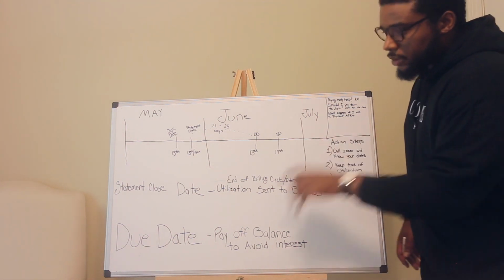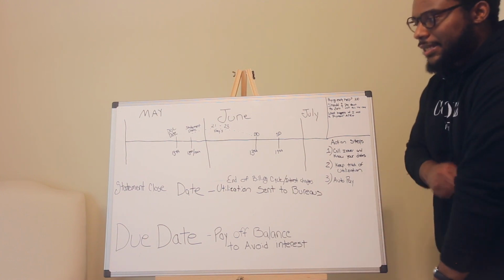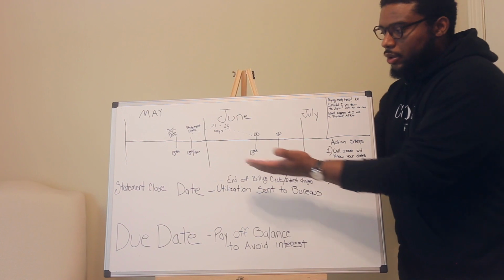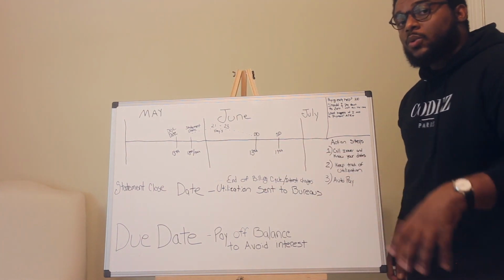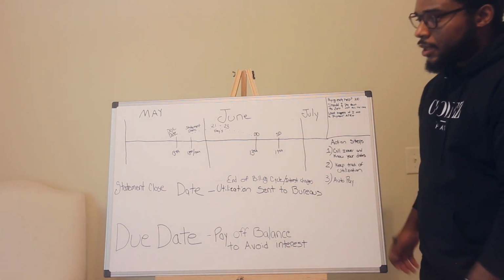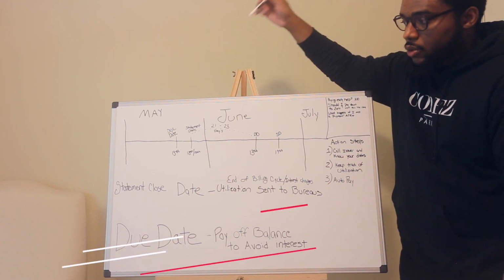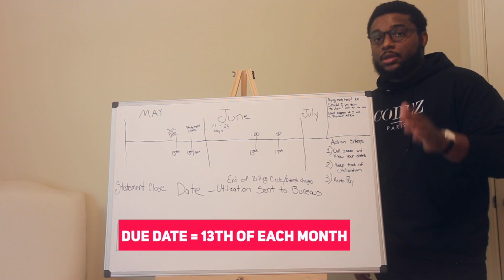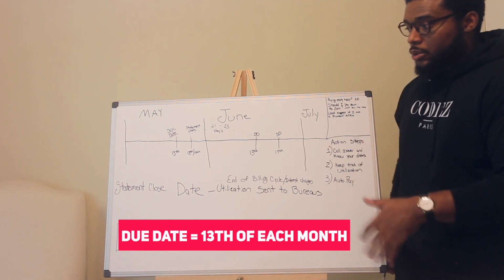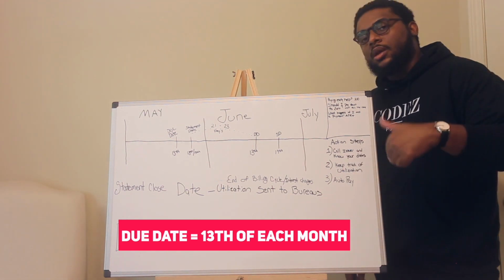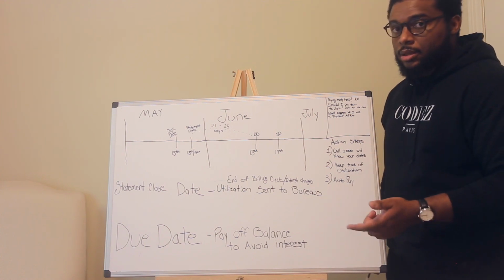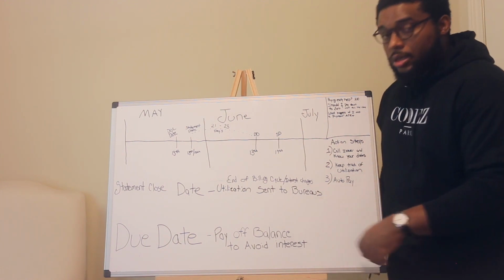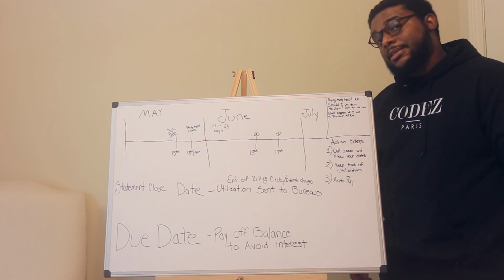So first things first, you can see here I have a timeline, and hopefully you can see the small print. But these are the real life dates that are on my Capital One Spark business card. So you can see here the due date is on the 13th. So that means the 13th of every single month, Capital One wants me to pay them something. There's always a minimum payment that they always send me in the mail on my statement that I can pay, or if I want to, I can pay the entire balance.